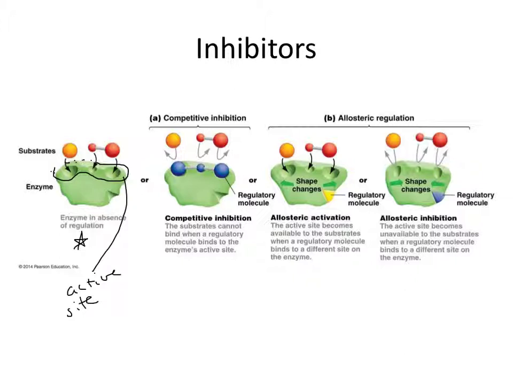Now, inhibitors, typically we use the word inhibit to mean that we're reducing activity. And there are 2 basic types of inhibitors that can impact enzymes, what are called competitive inhibitors and allosteric inhibitors or regulators. So on the left we have a model showing what competitive inhibition could look like. So competitive inhibition is shown here. And in competitive inhibition, the substrates cannot bind when a regulatory molecule binds to the enzyme active site.